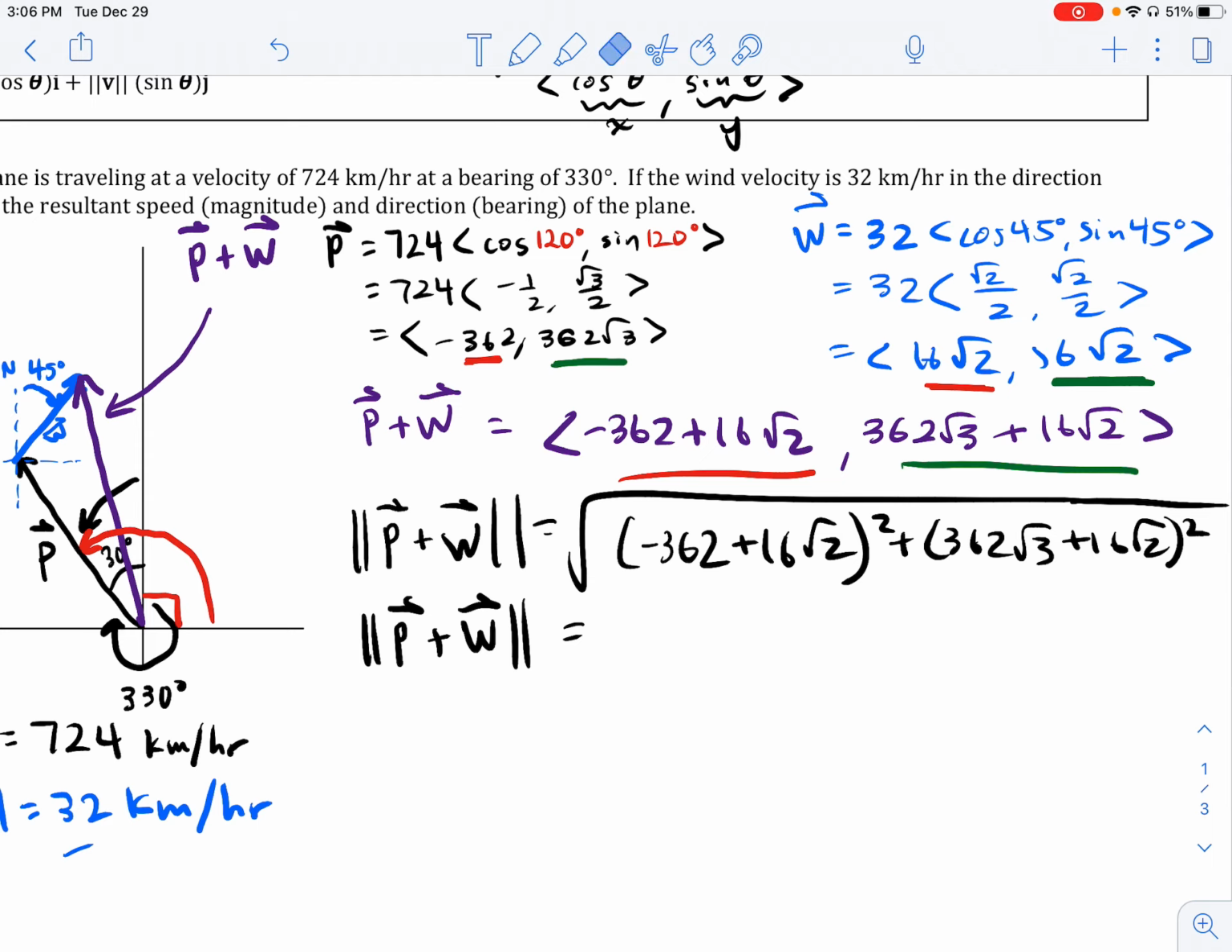And let me actually punch that into my calculator real quick. We should get approximately 732.934 kilometers per hour. This is our speed. So the magnitude of this vector is the speed of the plane.